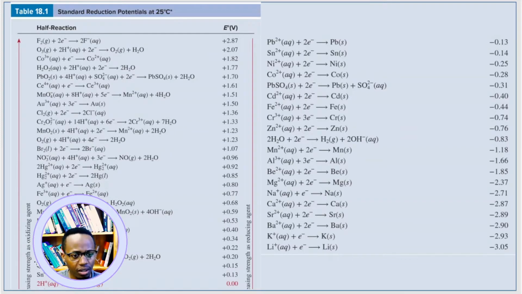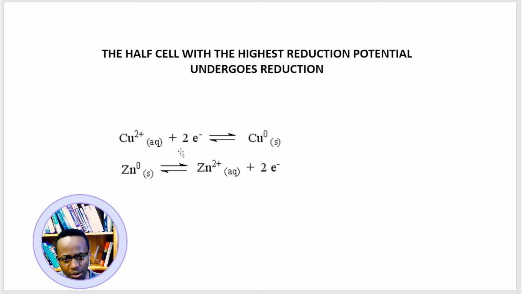So here, the standard potential of copper, Cu 2 plus plus 2 electrons, is 0.34, and zinc is negative 0.76. But I want you to pay attention. I really want everybody to pay attention here. The way our reaction is, right?